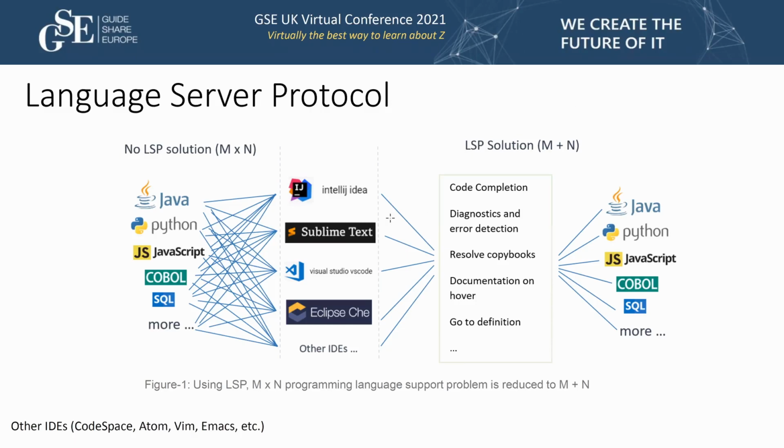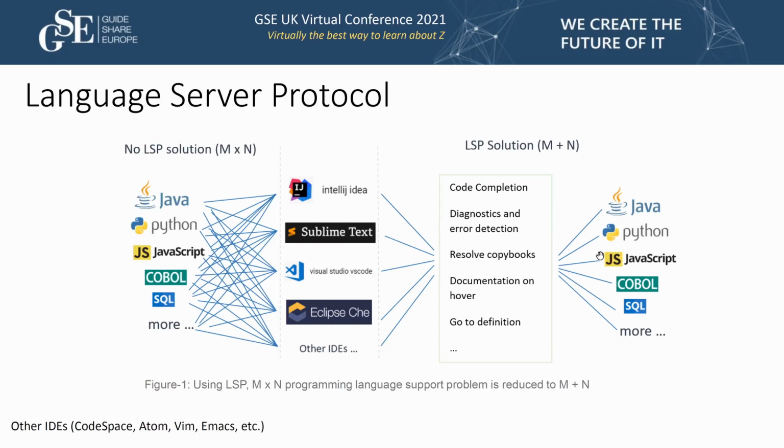And here, as you see on the right side, using this LSP approach, we have already decreased the complexity from M*N to M+N. So from a tooling point of view, it's quite handy. Tool vendors just implement their solution and register it to the marketplace, and other tool vendors can use it for their tools as well.